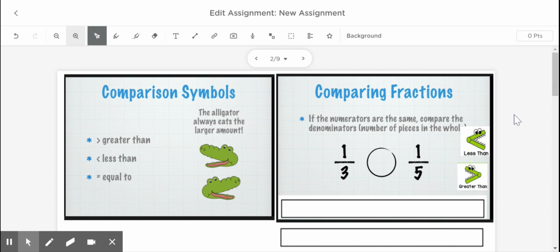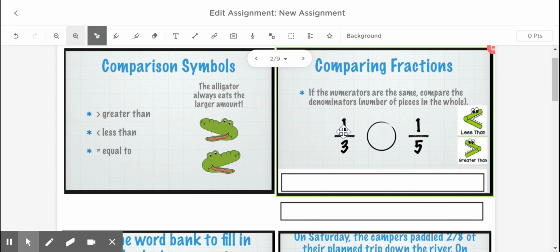All right, so let's talk about today's topic, comparing fractions. If the numerators are the same, compare the denominators, these number of pieces. So let's talk about what this means. It means that each person has got one piece. So that's the same. They both have one piece. But 3 means the whole is split into 3 parts. 5 means it's split into 5 parts.